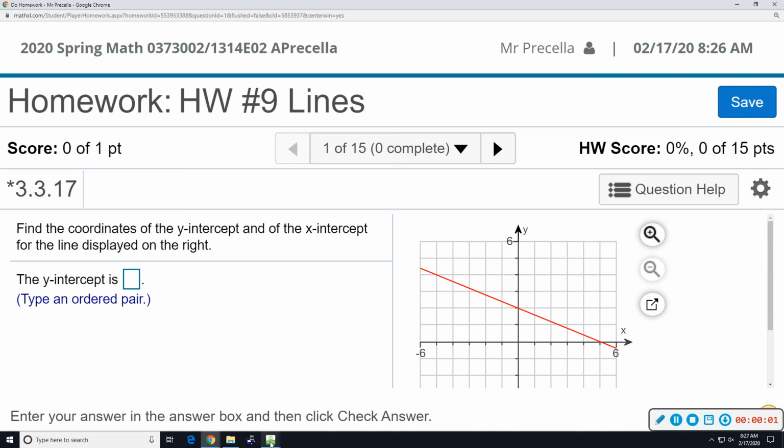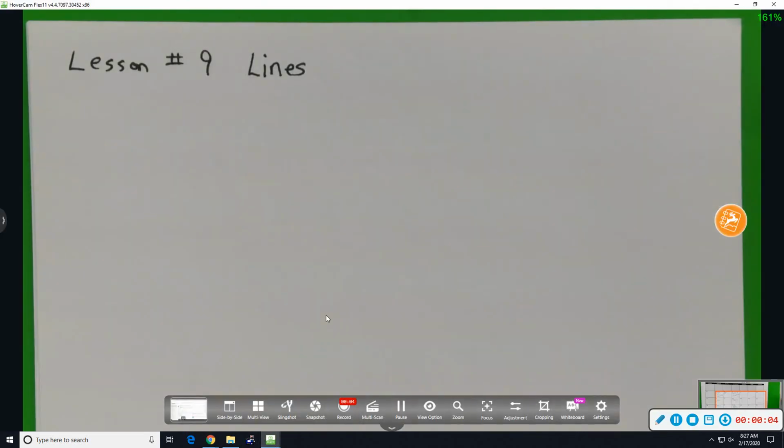Okay, today we're going to be discussing lines, and I'm not going to try to define a line. I'm assuming everyone knows what a line is. And we're going to be looking at equations of lines. In algebra, we always want equations, don't we?